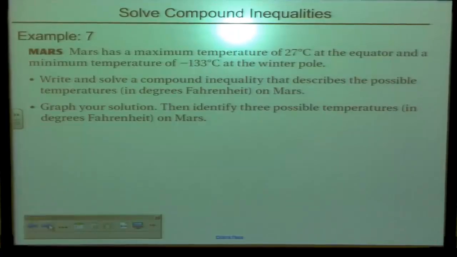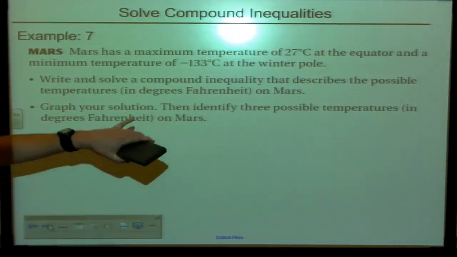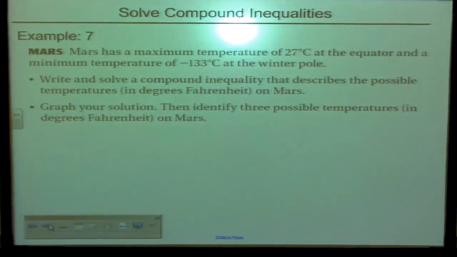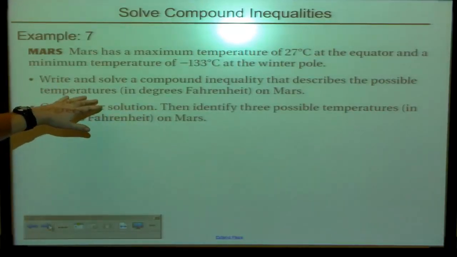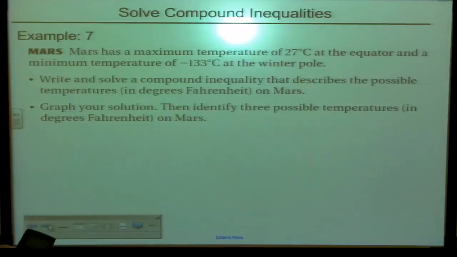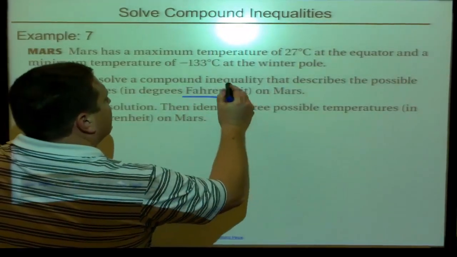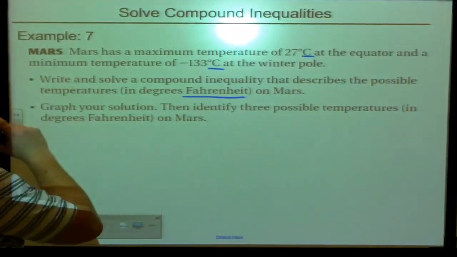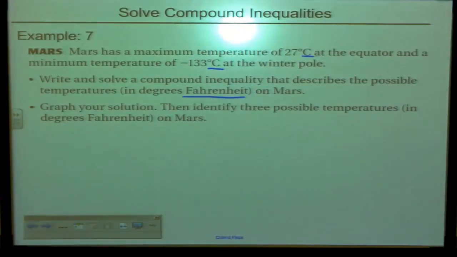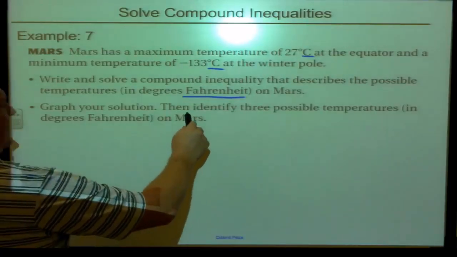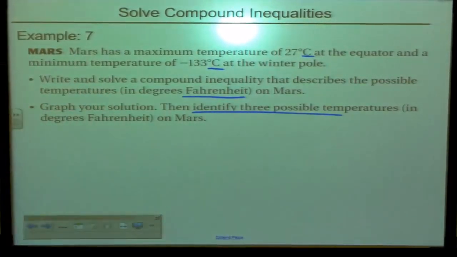Example 7, Mars has a maximum temperature of 27 Celsius at the equator and a minimum temperature of -133 Celsius at the winter pole. We got two parts here. Write and solve a compound inequality that describes possible temperatures in Fahrenheit. This is kind of a key here. They gave us information in Celsius, but they're asking us to write it in Fahrenheit, so they're kind of telling us what our formula is going to be. Graph your solution. Identify 3 possible temperatures on Mars, but identify them in Fahrenheit.